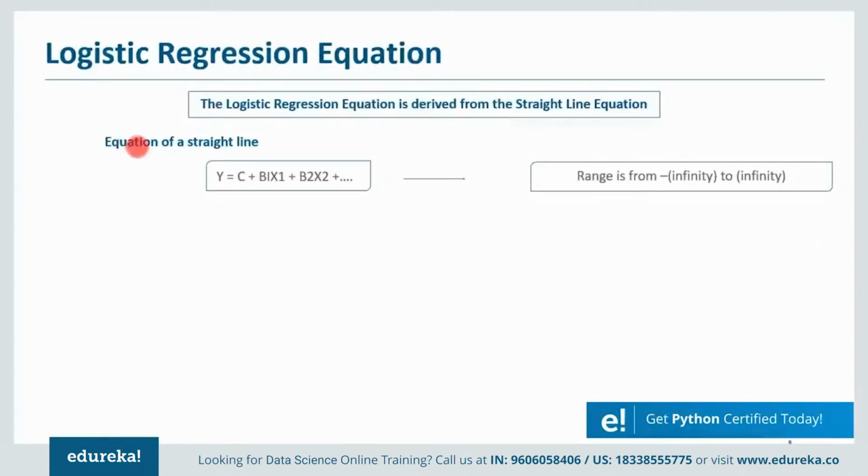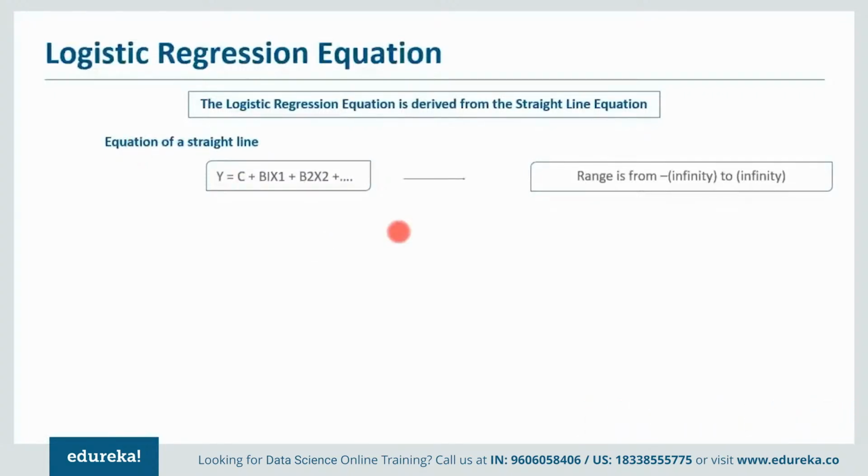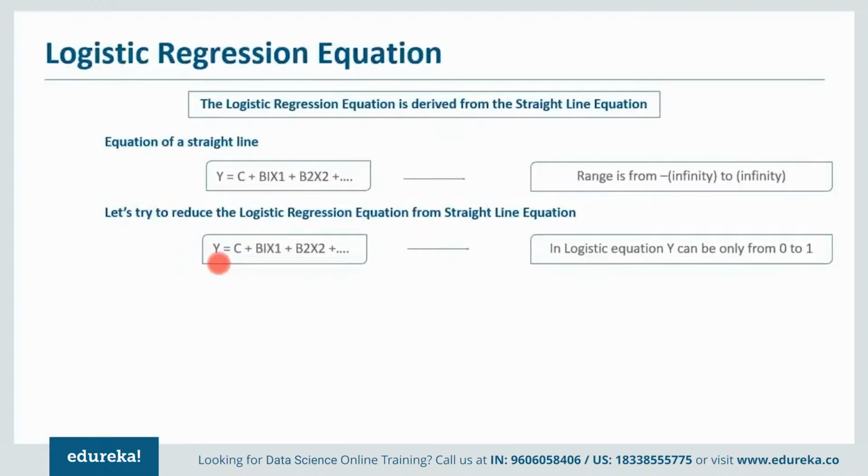Over here we have the equation of a straight line, which is y = mx + c. In this case, I have only one independent variable. But if we have many independent variables, the equation becomes m1x1 + m2x2 + m3x3 and so on till mnxn. Now let us put in b and x. The equation becomes y = b1x1 + b2x2 + b3x3 and so on till bnxn + c. Your equation of the straight line has a range from minus infinity to infinity. But in the logistic equation, the value which we need to predict, the y value, can have the range only from 0 to 1.